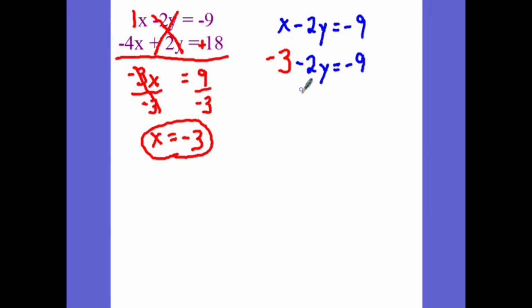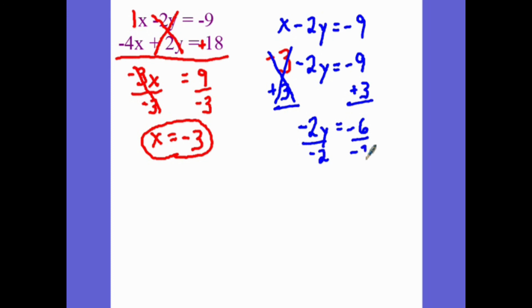Next, you're going to just solve this just like a normal equation. So I'm going to add 3 to both sides. Negative 3 plus 3. I did my specialty. They are eliminated. Now I'm going to do negative 9 plus 3, which is negative 6. I will divide by negative 2. And that's right, you guessed it, y equals positive 3.